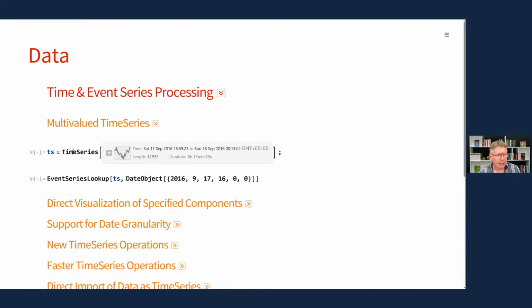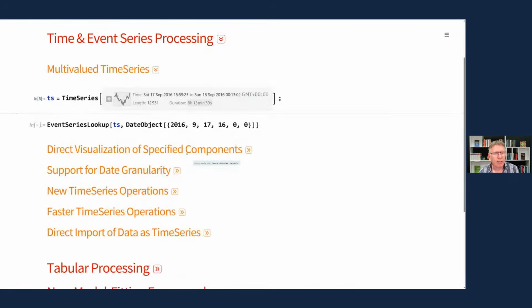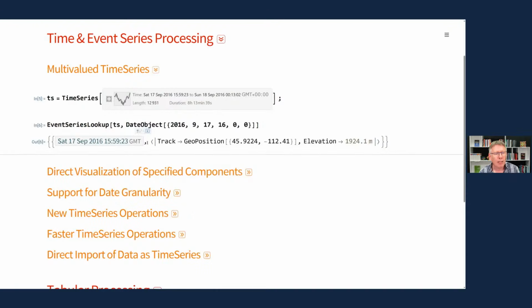So here's a time series. I'm just going to load some data into memory here. And if I look up a value for what happened in that time series at a certain point in time, you can see here the nearest lookup that it found was this timestamp, but there were two observations made. There's a geo position and an elevation. So this is some kind of geo tracking device that is taking multiple observations each time it checks in.